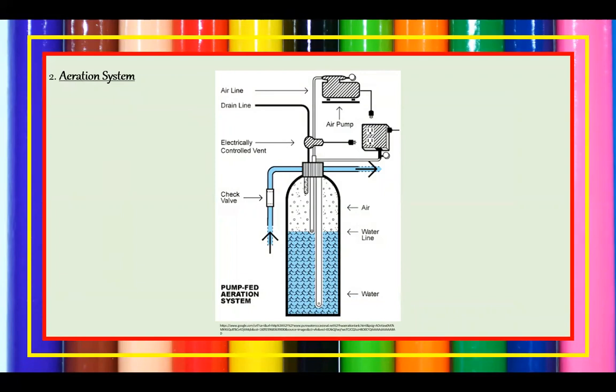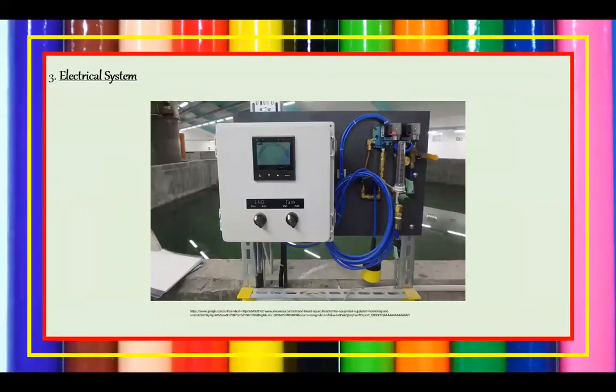So next we have the electrical system. To ensure that all the equipment runs continuously, electricity must be available at all times. So in case of power failure, a backup generator must be available.